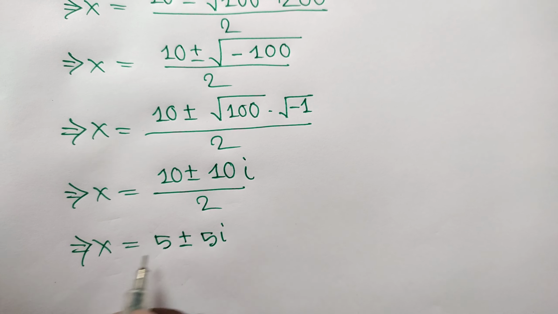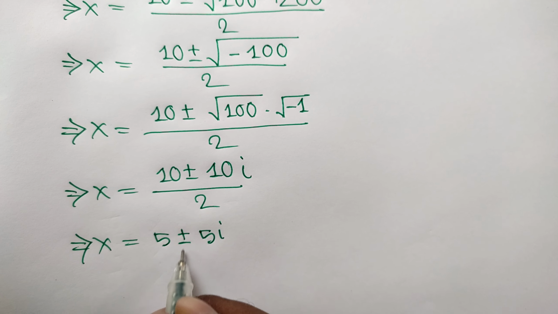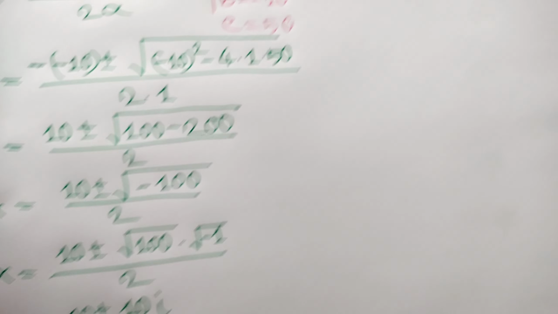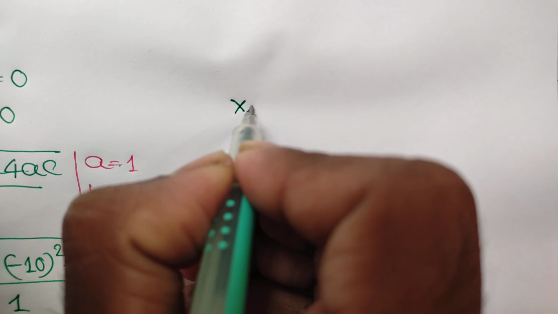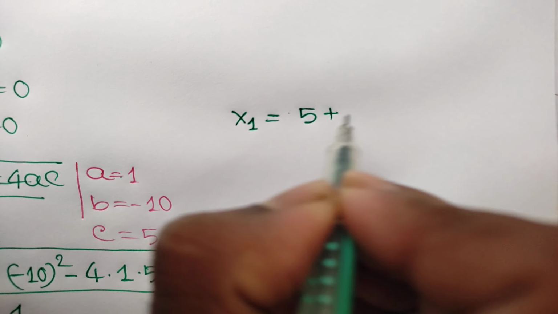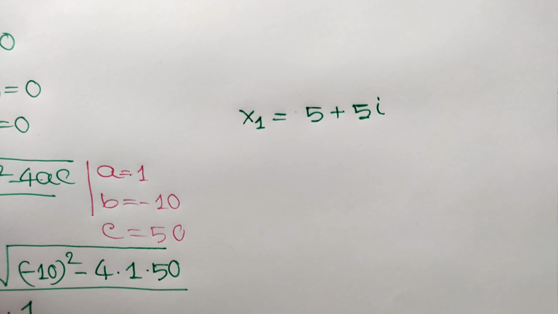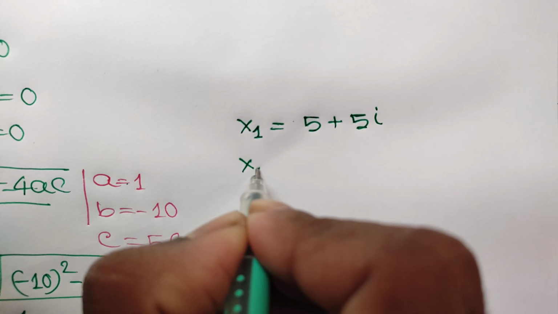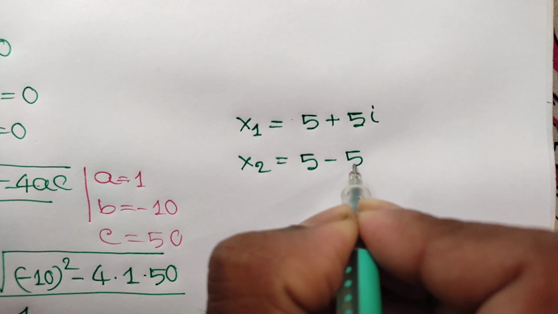Now attention, here there are two values of x because we have plus or minus, so we can write x1 is equal to 5 plus 5i, and x2 is equal to 5 minus 5i.